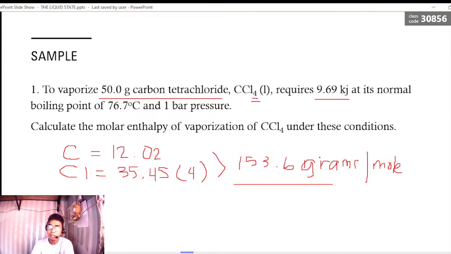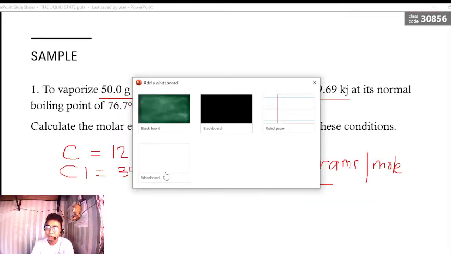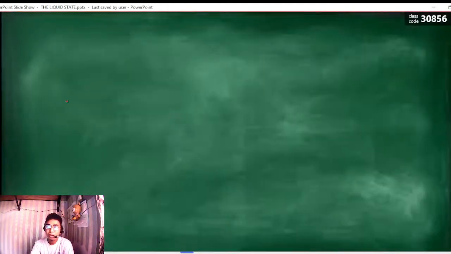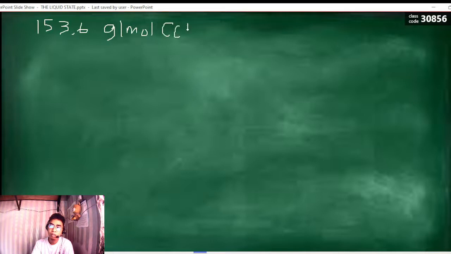At this point we need to use the 50 grams of carbon tetrachloride to cancel out the unit of grams of the 153.6 grams per mole, so that we get only the moles of the given sample. Let's move on to my blackboard. So we have 153.6 grams per mole of carbon tetrachloride.